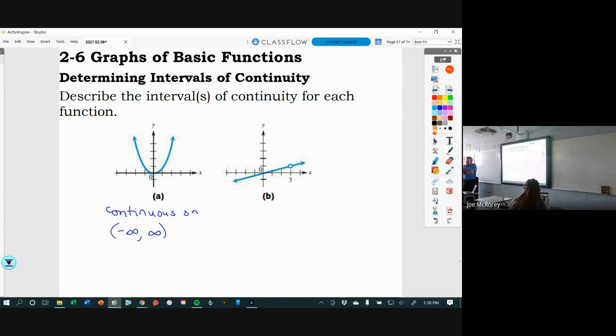Even though this graph on the whole domain is not continuous, it is continuous on most parts of it. When is graph B continuous? It's continuous on the open interval negative infinity to 3, union the open interval starting again just after 3 going to infinity. Even though the whole function is not continuous, because there is a discontinuity within it, it is continuous on those two intervals.